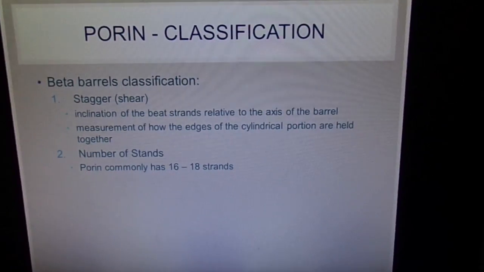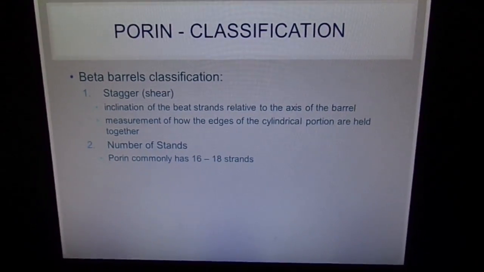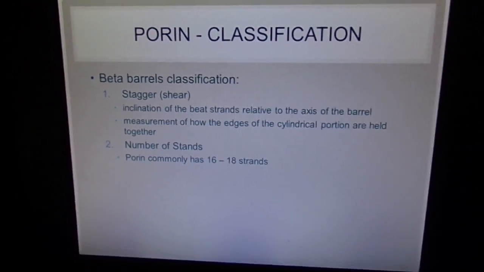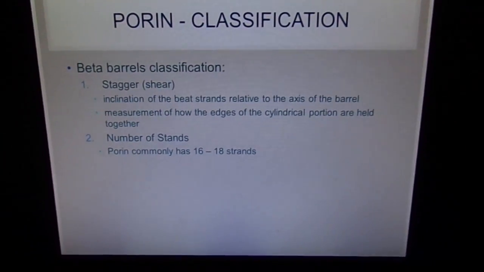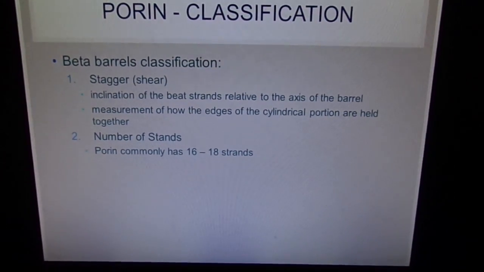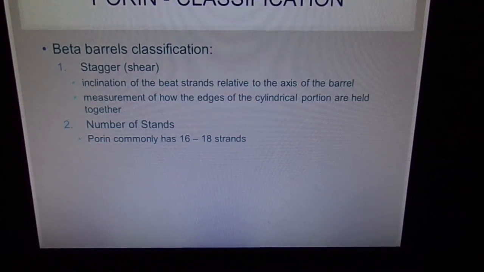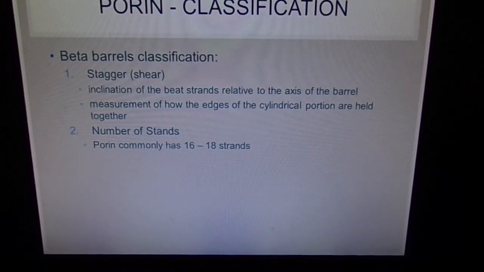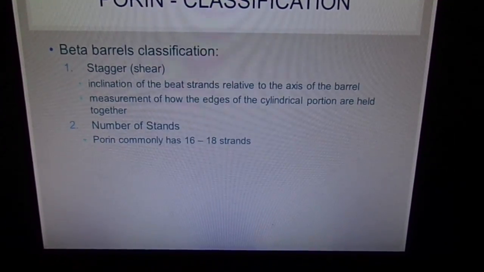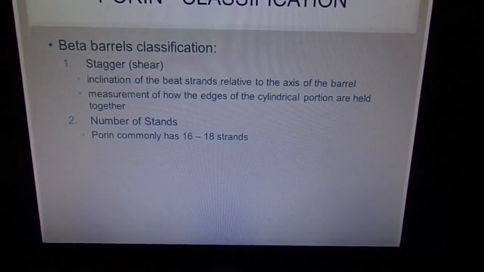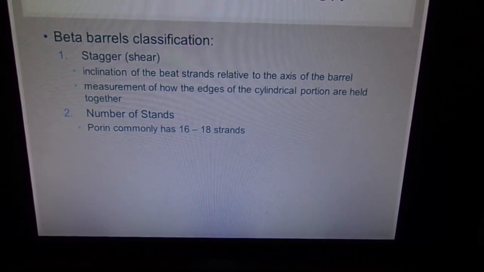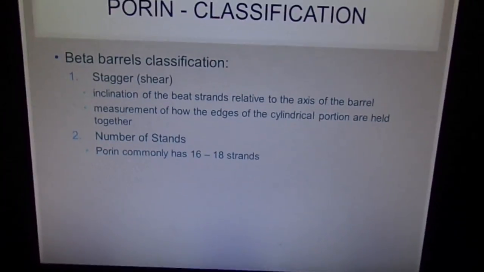structures. The classification, beta barrels are classified based on stagger and the number of strands. Stagger is the inclination of the beta strands relative to the axis of the barrel. A simpler way to say that is a measure of how the edges of the cylindrical portion are held together. And then the number of strands. Porin commonly has 16 to 18 strands.